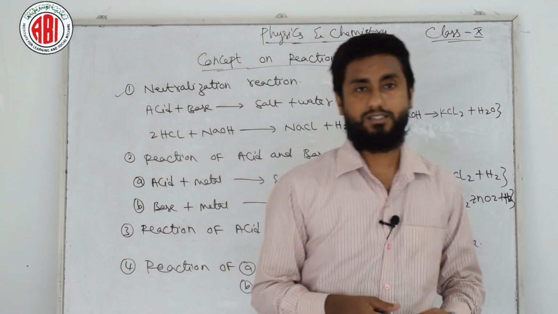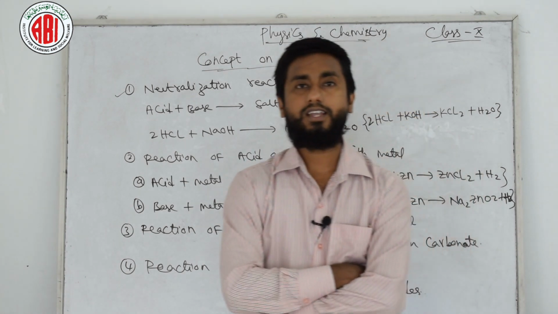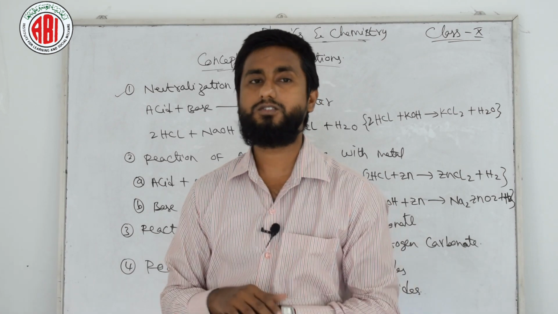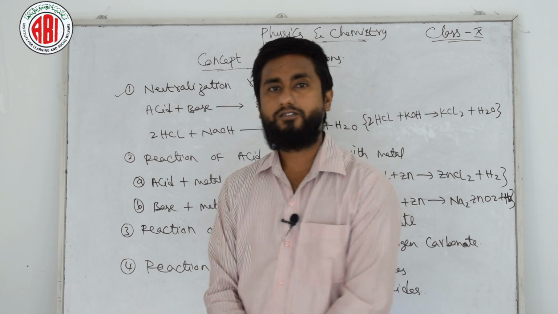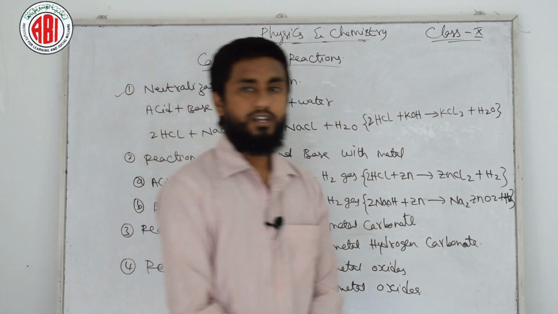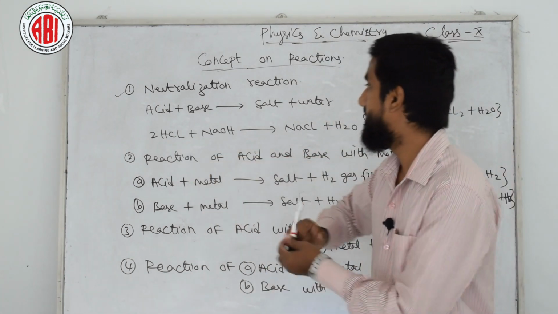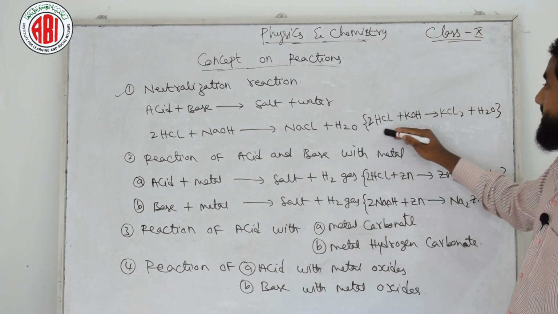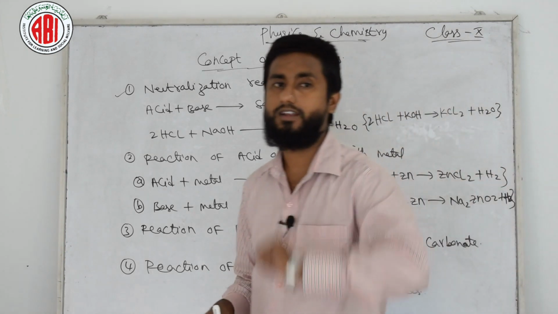Now coming to the answer. For the answer, how to write? First you need to write the aim: to show neutralization reaction. Then material required. What is the material required? Dilute HCl, dilute NaOH, test tube. You require 3 materials: dilute HCl, dilute NaOH and test tube, or else you can require dilute HCl, dilute KOH, test tube. You need to write 3 things in materials.